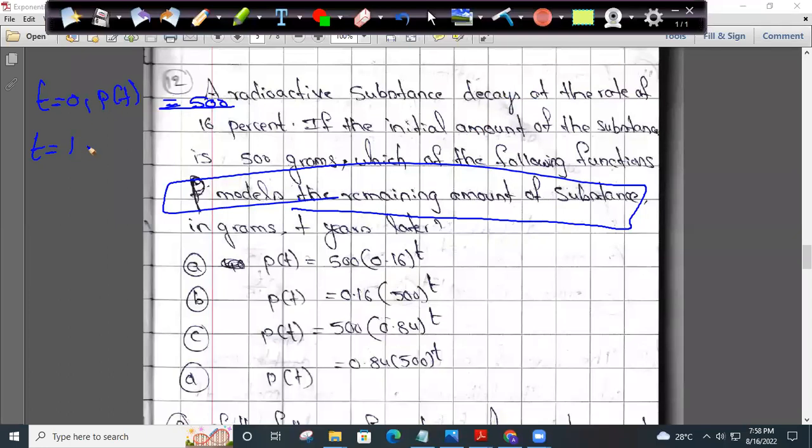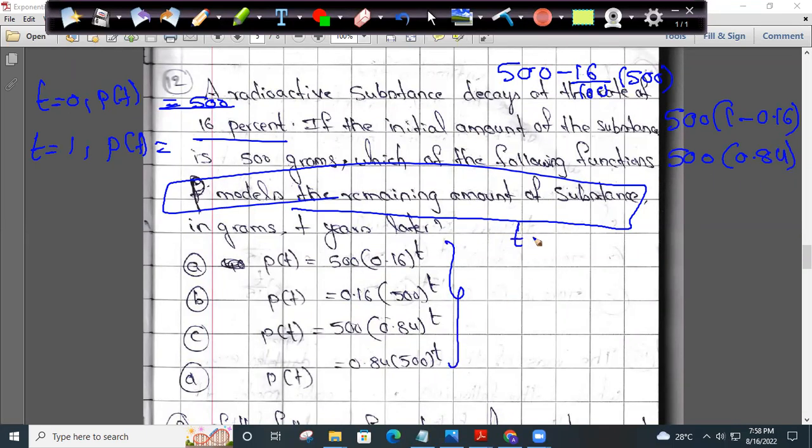So after 1 year, what should be the substance? It will decay by 16%. So 500 minus 16% of 500. I'll take 500 common. 1 minus 16 by 100 is 0.16, so 1 minus 0.16 is 0.84, which gives 500 into 0.84. When I put t equal to 0, I should get 500. When I put t equal to 1, I should get 500 into 0.84.